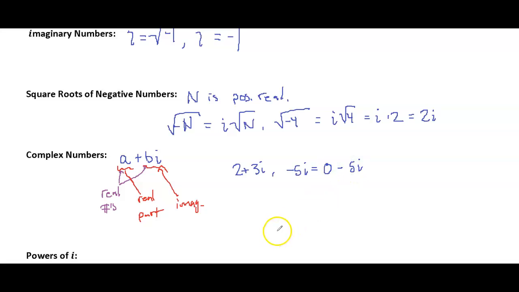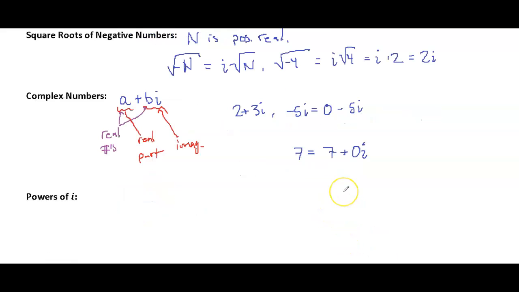That also tells us that all real numbers are also complex numbers. If I had the real number 7, I could rewrite that as 7 + 0i. It does not have an imaginary part, but it is of the form of complex numbers. Let's move on to the powers of i.